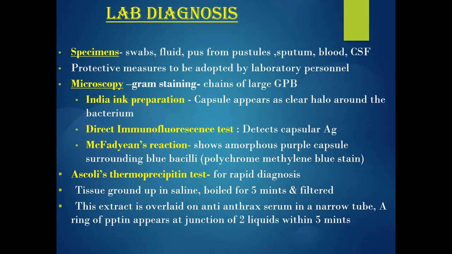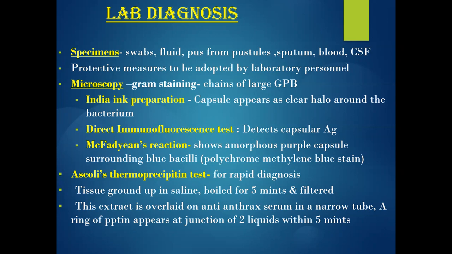Gram staining shows chains of large gram-positive bacilli. In india ink preparation, the capsule appears as a clear halo around the bacterium. Direct immunofluorescence test detects capsular antigen. McFadden's reaction shows amorphous purple capsule surrounding blue bacilli, using polychrome methylene blue stain.